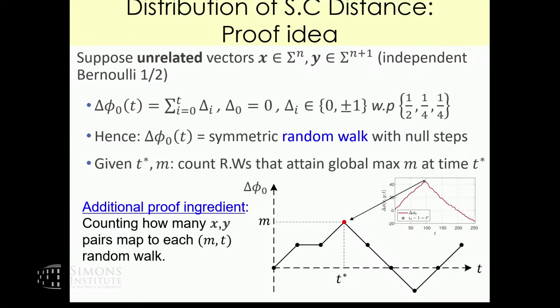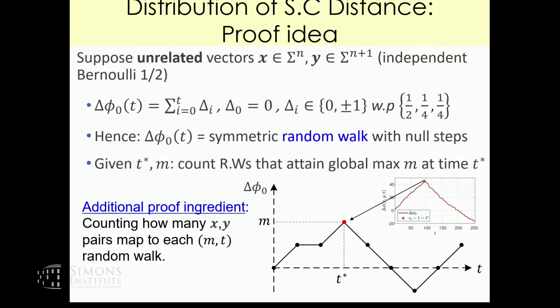There's only one piece left here: this random walk does not represent a unique pair of x and y, sorry, a unique pair of phi1 and phi0. We also need to count how many pairs of phi1 and phi0 map into each type of random walk that we have here. So that's also some counting that we need to do, and it explains the complex counting expression. But the good news is we have the exact counting of that.